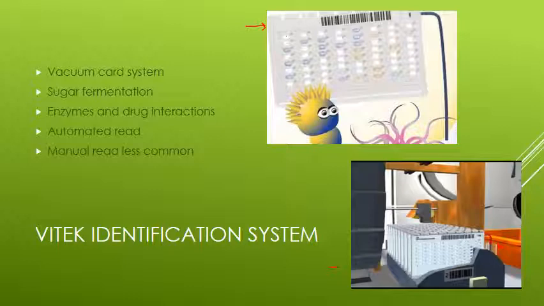Automated read for the Vitek system is the most common. However, it is possible to manually read these cards, and you can input your read or adjust the read into the computer. That's just less common. Some of the cards, when they first came out, were all manual, like their yeast ID system when it first came out was only manual read. Their anaerobe identification was only manual read, but they've adjusted that now so that they can be read in an automated fashion. So they're basically the same.